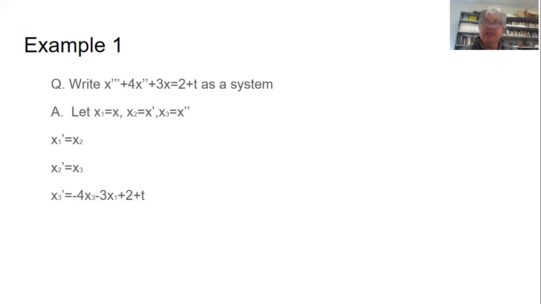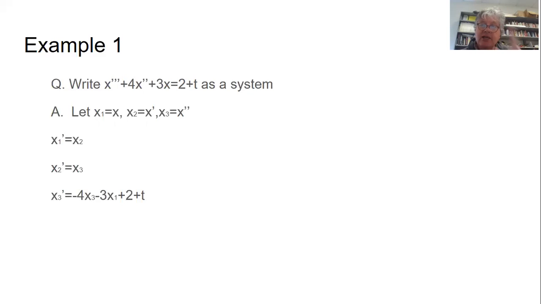So let's have a look at an example of that. So here is a third order equation, x triple prime plus 4x double prime plus 3x equals 2 plus t. So this is a three-dimensional system. It's a non-homogeneous system, and it's a linear system. Okay, so the way that we turn it into a system is we need three variables because it's three-dimensional. So we're going to have x, x prime, and x double prime as our three dependent variables.